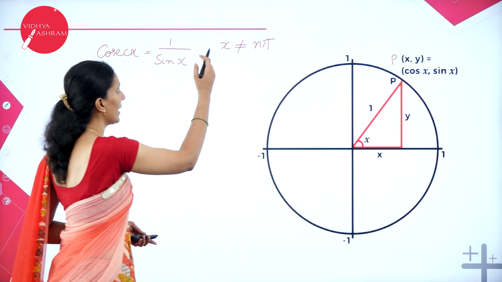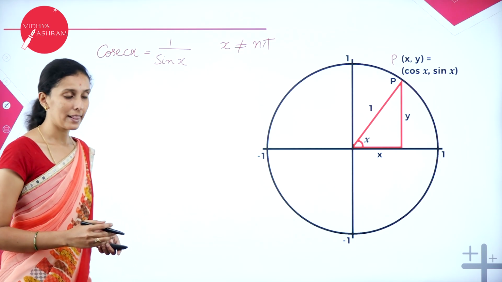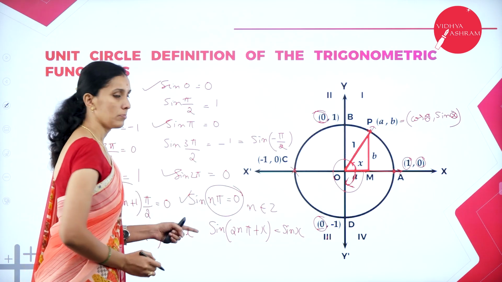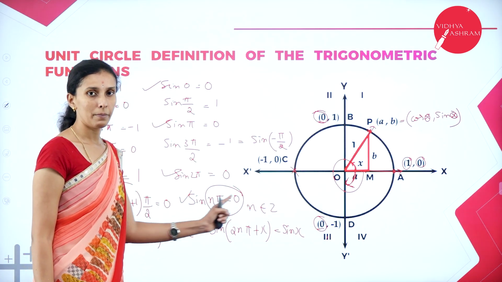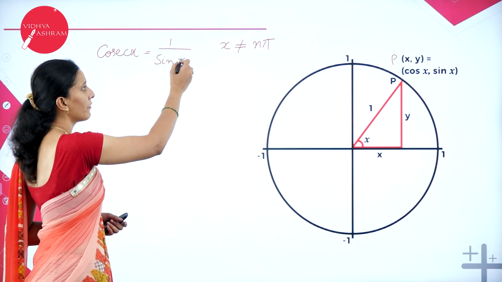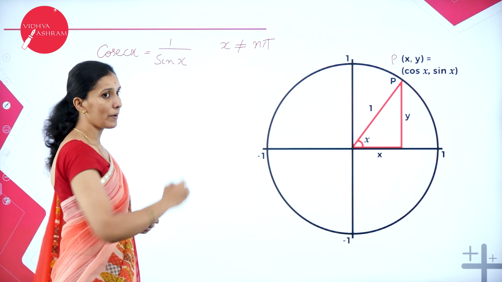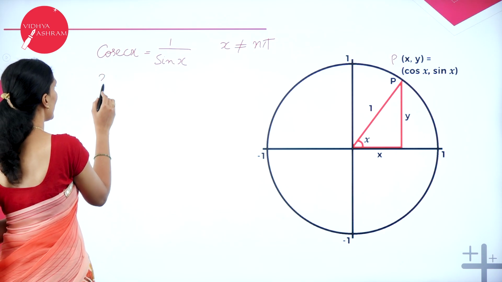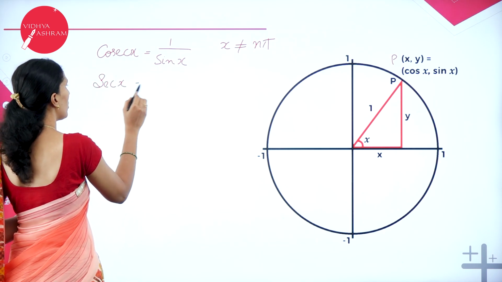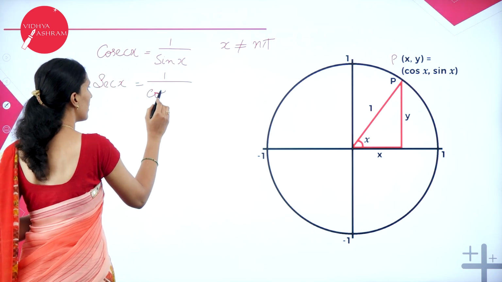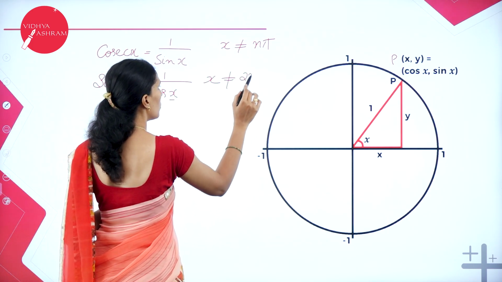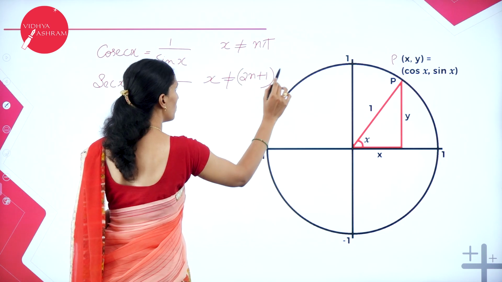Why have we taken x not equal to n pi there? Because we know that sin n pi is 0. For n pi, the function will become 0. So therefore, I have taken here that the value of x cannot be equal to n pi for the cosecant function. Next, for the secant function, we know it is the reciprocal of cos x, but the value of x cannot be equal to (2n plus 1) pi by 2.